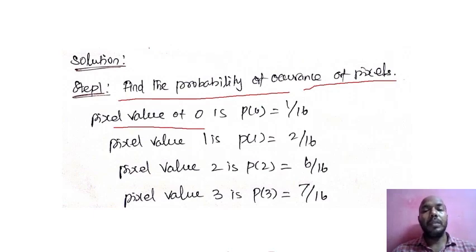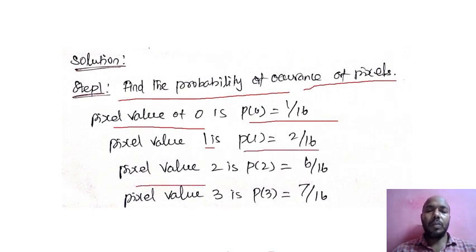Probability is equal to the occurrence of the particular pixel over the total occurrences. The total occurrences is 16. So 0 occurred only once, so 1 over the total occurrences. So P of 0 is 1 divided by 16. Next I take pixel value 1, so P of 1 is equal to, we found pixel 1 is 2 times in the image. So 2 divided by 16.